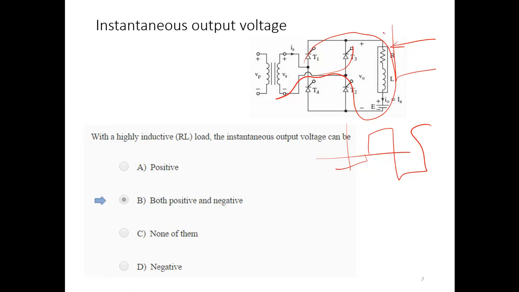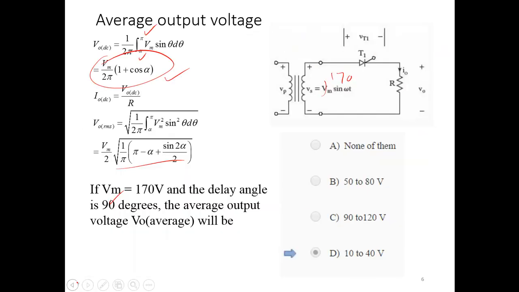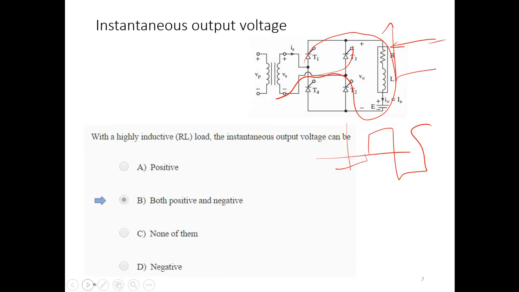The output current is a DC there, but the thyristor current, half of the time, will carry the current. That means the instantaneous output voltage would be positive or negative depending on the alpha you have, because you've got a highly inductive load. Like in the previous note, we said that with a full wave rectifier, it could go both ways. We're going to see in a minute. It could be positive and negative depending on the delay angle you have.